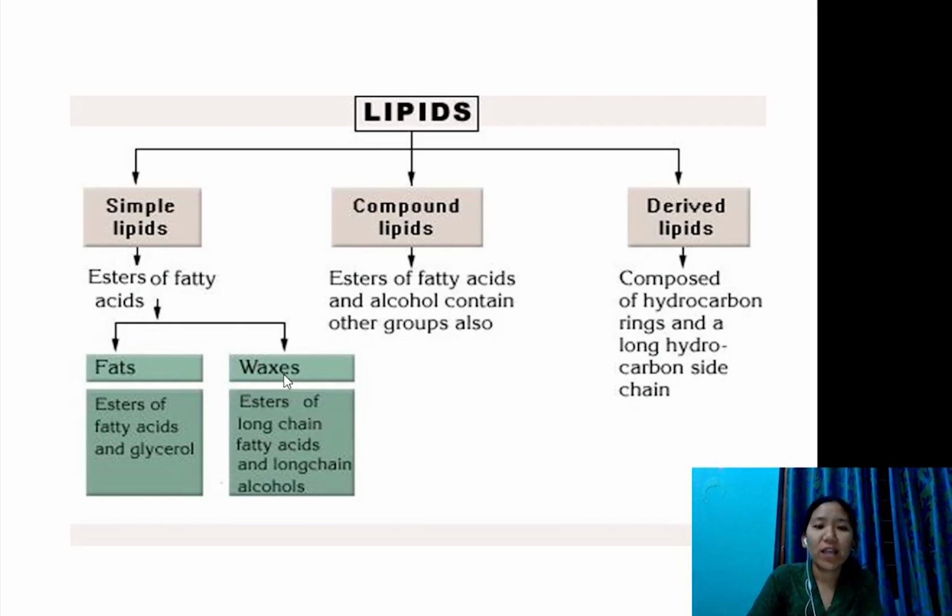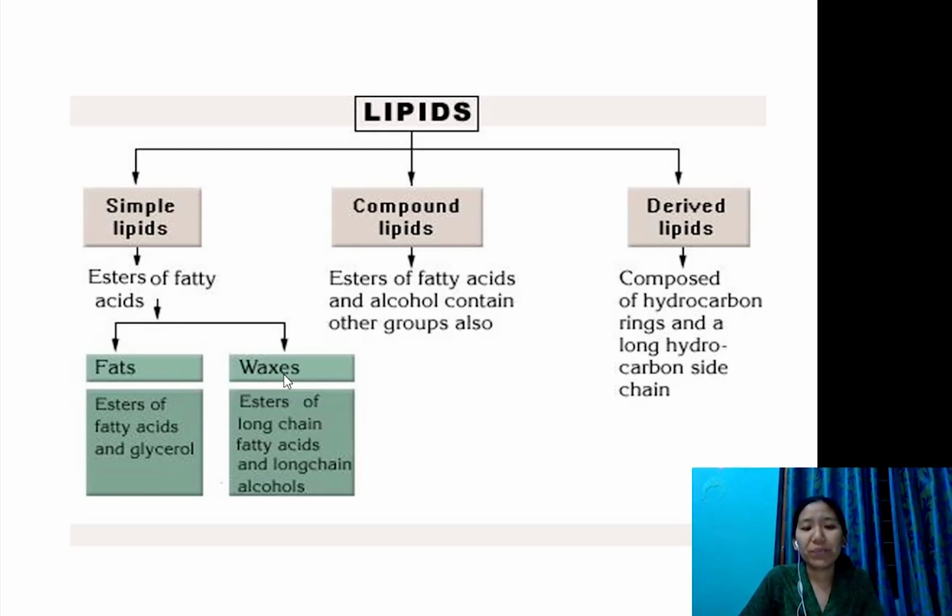Lipids are classified broadly into simple lipids, compound or conjugated lipids, and derived lipids. Simple lipids are substances made up of fatty acids and glycerol. So the simple lipids are composed of fatty acid and glycerols. Some examples are fats and wax.